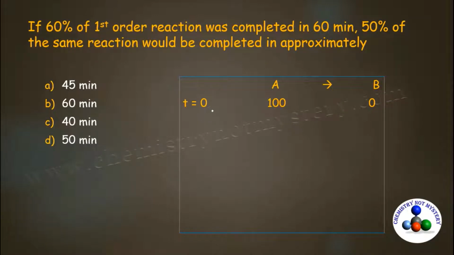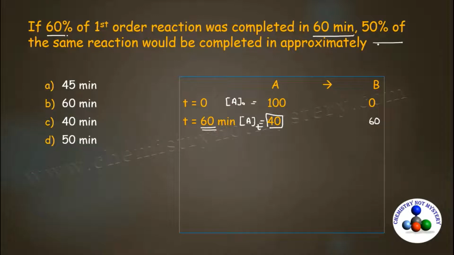At time t is equal to 0, initially there were 100% concentration of A, but after 60 minutes, 60% of the reaction was completed. Means 60% converted into the product. So how much amount will remain after 60 minutes? So there will be 100 minus 60, means 40% concentration will remain at the time 60 minutes. So this can be equal to A naught and this is equal to 80.